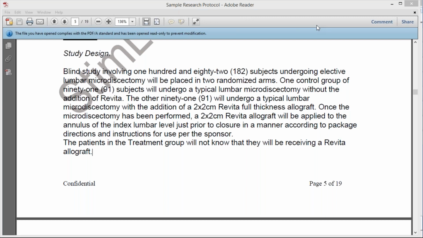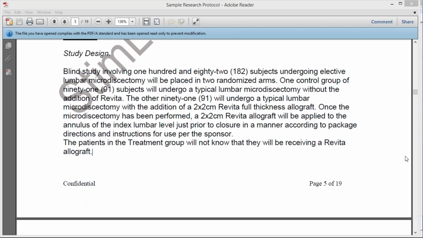Okay, and you see, in parallel we are performing two surgeries. So here we are recruiting 182 people. These 182 people are randomized into two groups. One is the treatment group, 91 patients. Another is the control group, another 91 patients. So the treatment group of 91 will receive the Revita allograft.